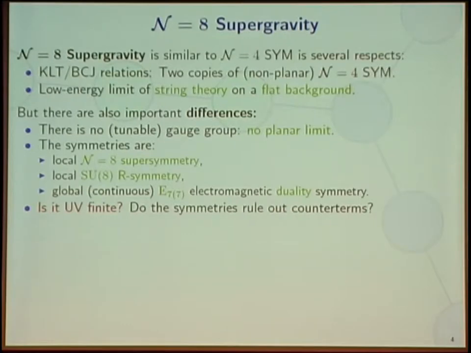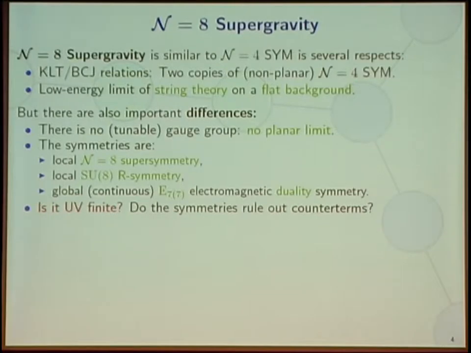It has a different set of symmetries. It has N=8 supersymmetry, not superconformal, just plain supersymmetry. It has an SU(8) R symmetry. All these things are local. And then there is something new. It's an electromagnetic duality symmetry, which is an exceptional group E7(7). And the most pressing question about this theory is whether it's UV finite or not.